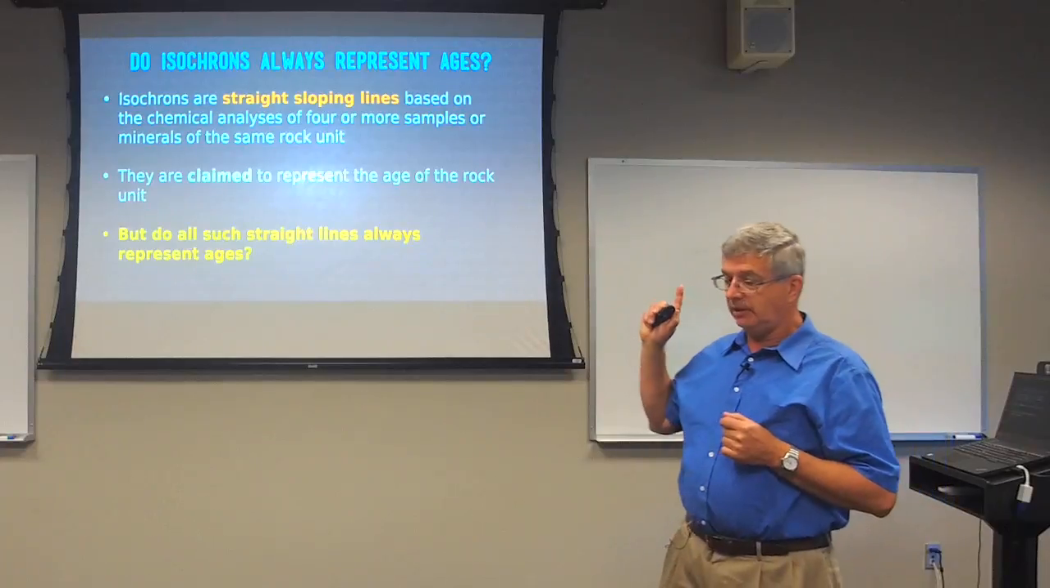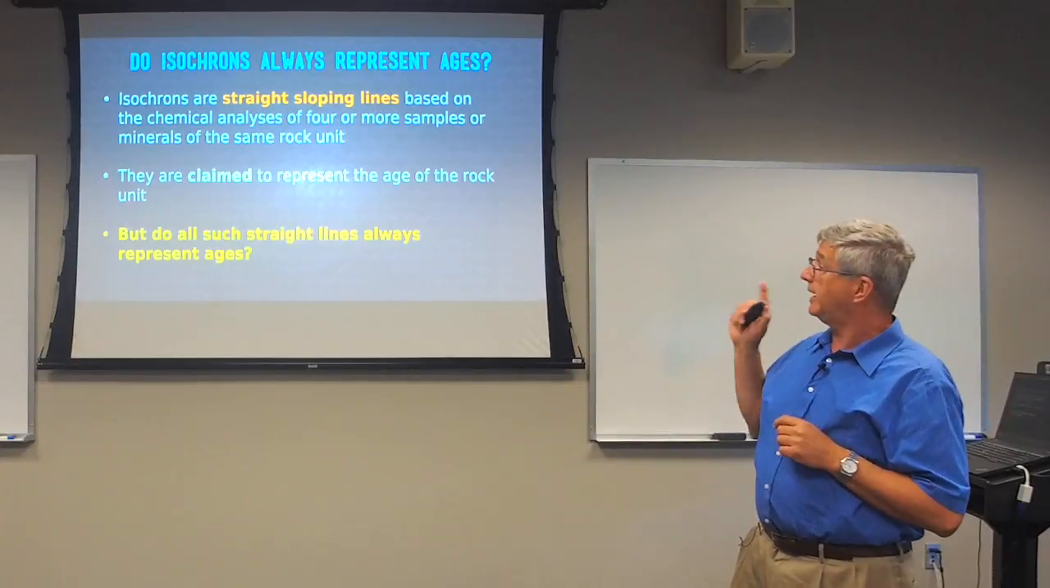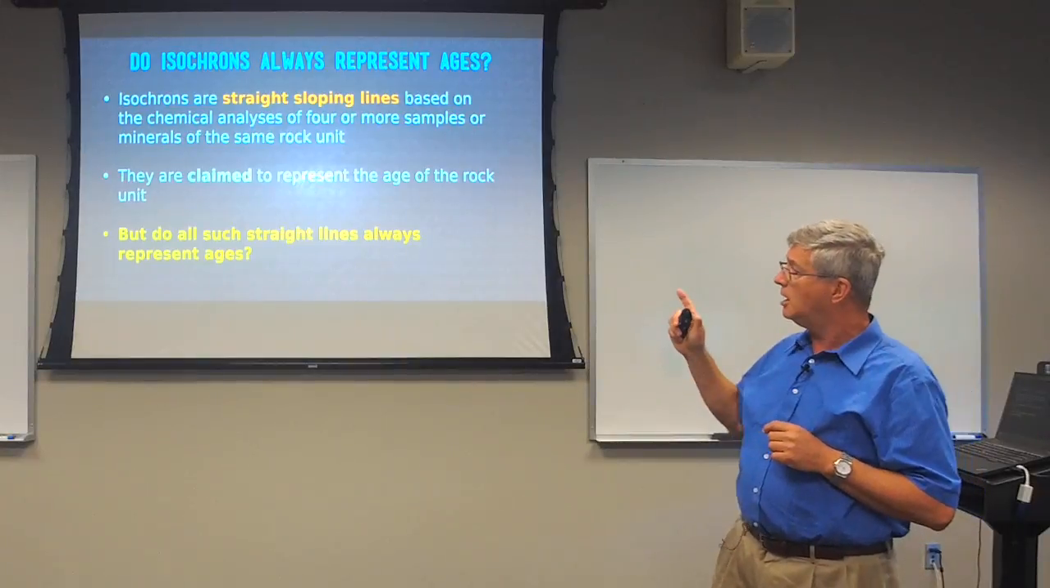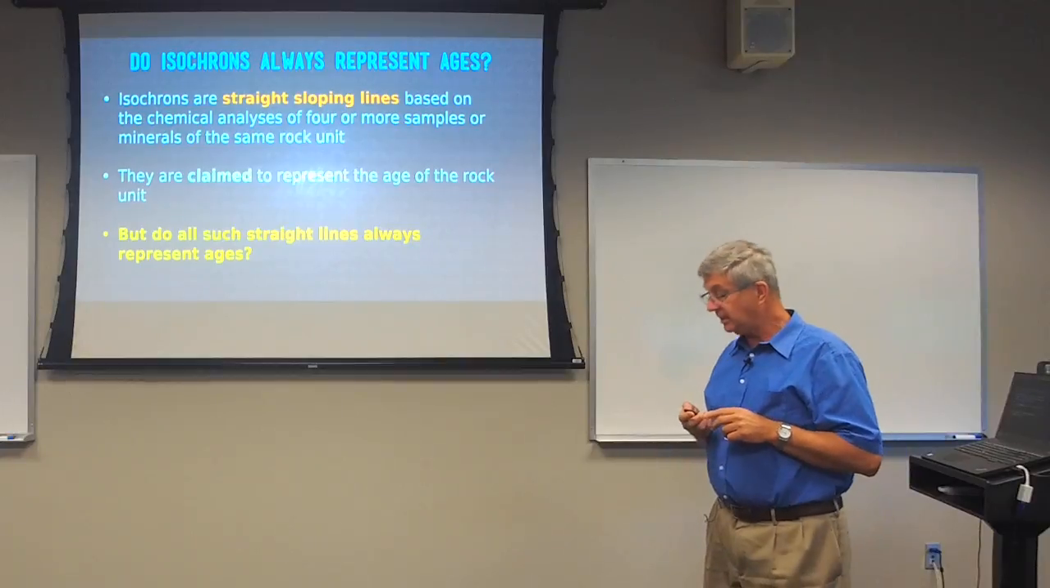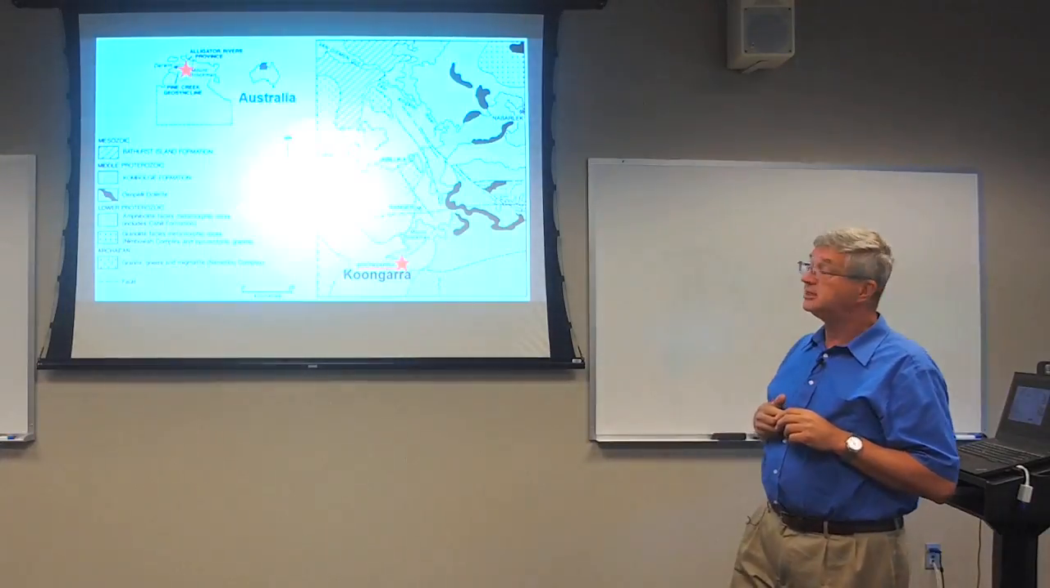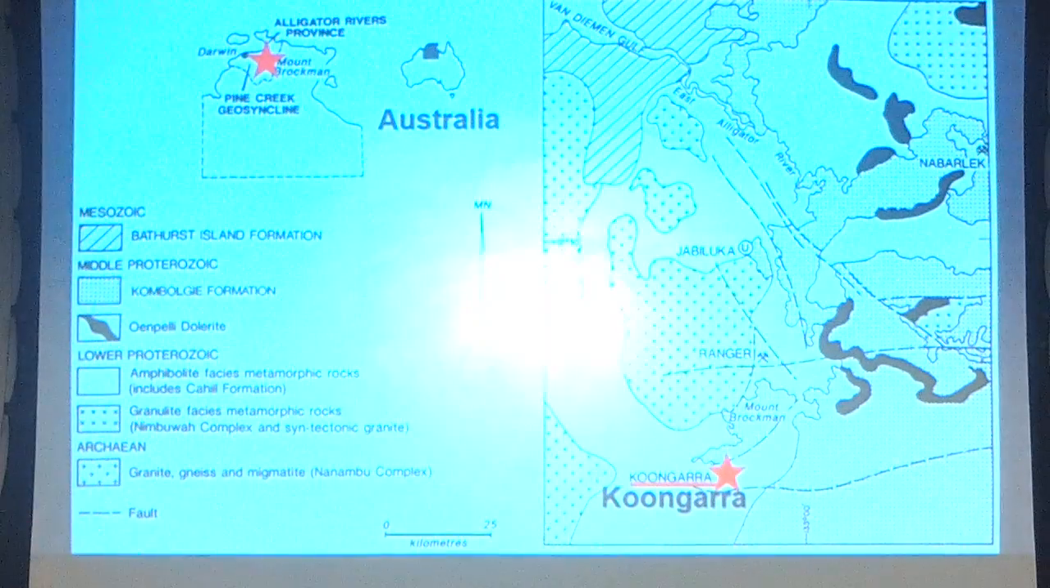The slope of the isochron is claimed to represent the age of the Earth, the age of the rock, but do those straight lines always represent ages? Well, let me give you an example. This was the area where I did my PhD thesis research.